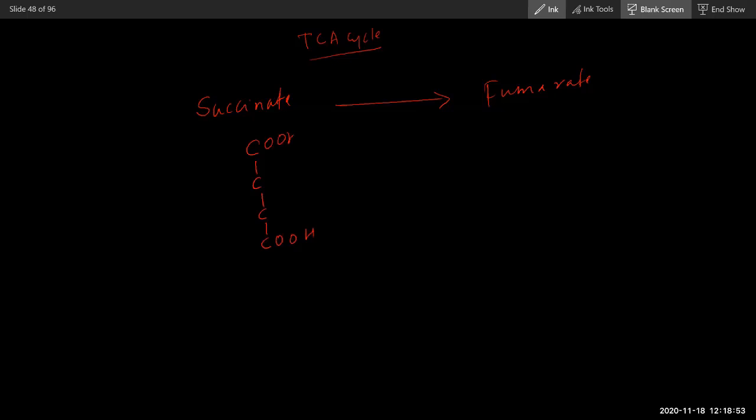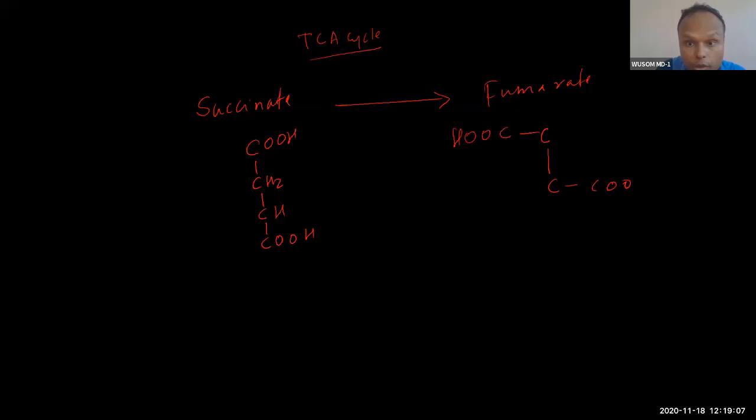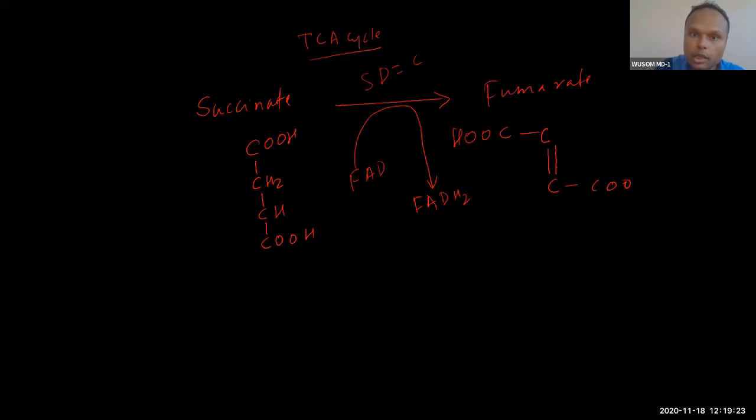So you can see succinate is this type of molecule, and fumarate is this type of molecule. Fumarate is actually a trans molecule. Here is insertion of a double bond at this position. And do you remember what is released here? FADH2. Yes, succinate dehydrogenase is complex 2. The reaction is catalyzed by complex 2.